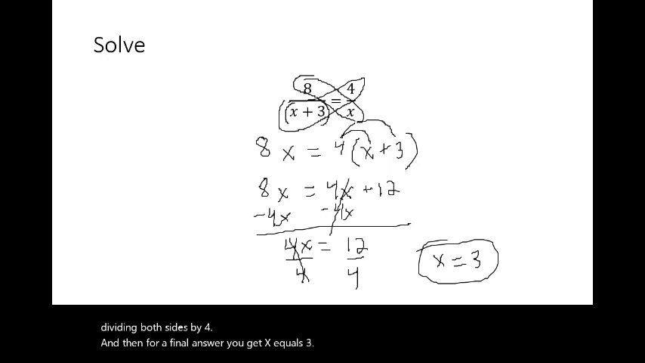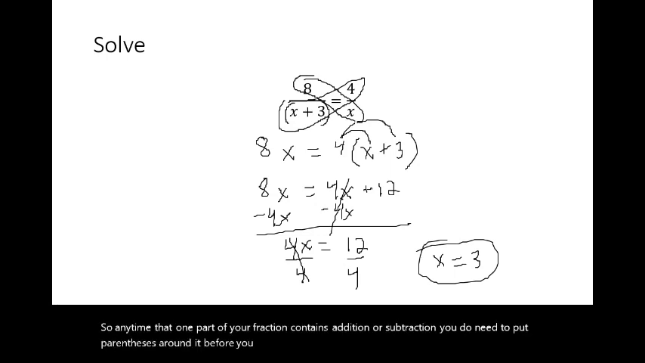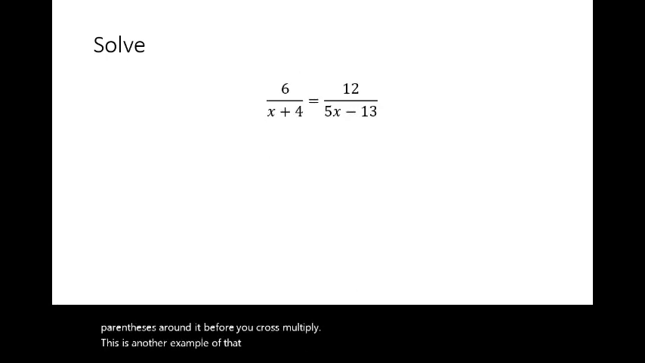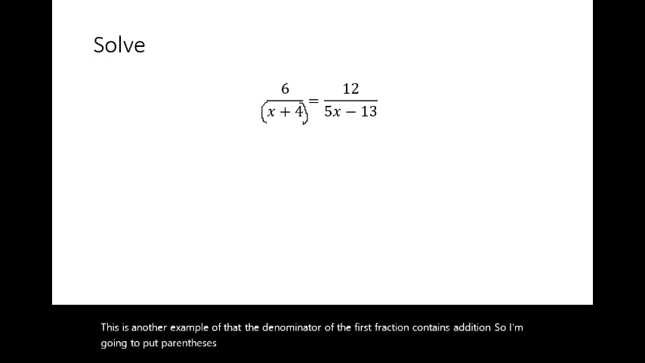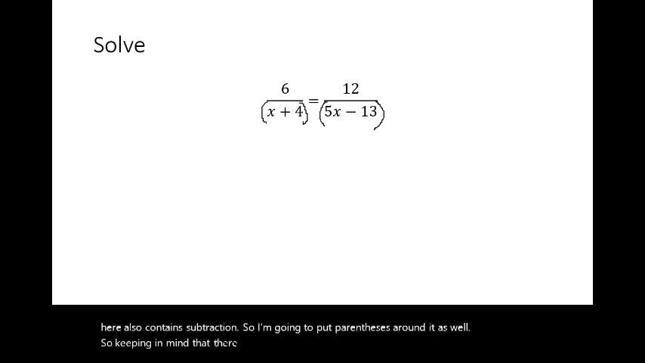So anytime that one part of your fraction contains addition or subtraction, you do need to put parentheses around it before you cross multiply. This is another example of that. The denominator of the first fraction contains addition, so I'm going to put parentheses around it before I do anything. And then this denominator over here also contains subtraction, so I'm going to put parentheses around it as well.